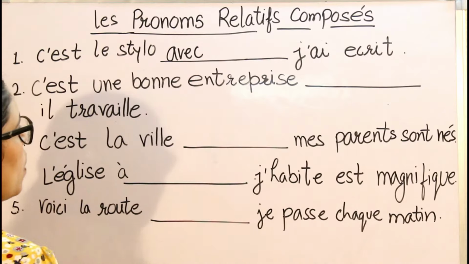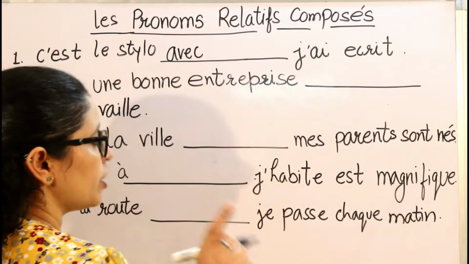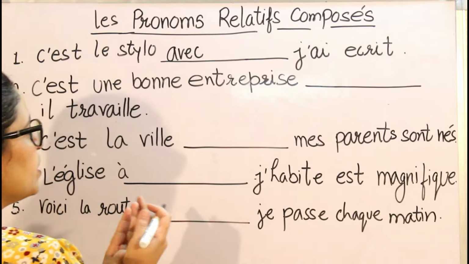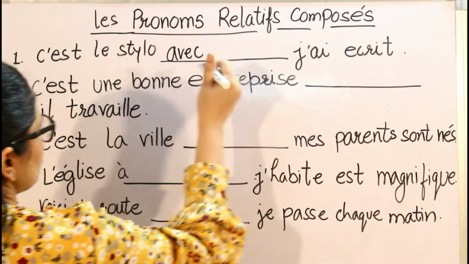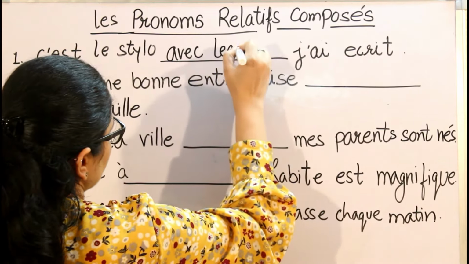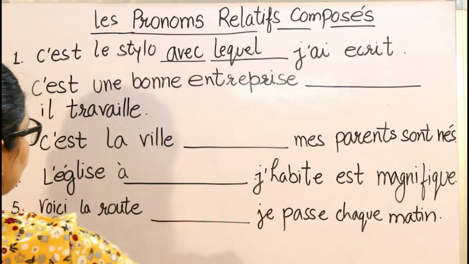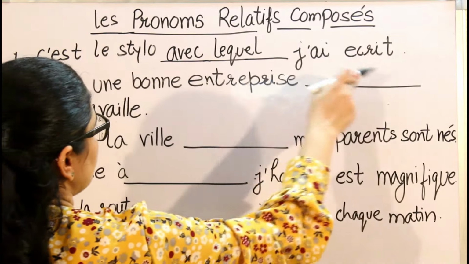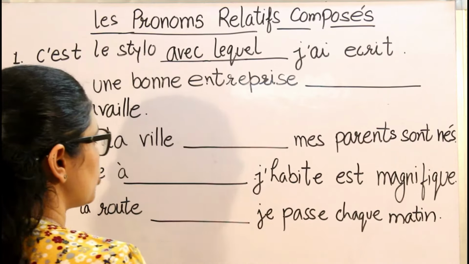Now I need to write here the word which, for which you cannot use quel independently. You need to merge it with the definite article, and because here we are talking about a masculine thing, we'll write lequel. Here you need to leave some gap. C'est le stylo avec lequel j'ai écrit. This is the pen with which I wrote.